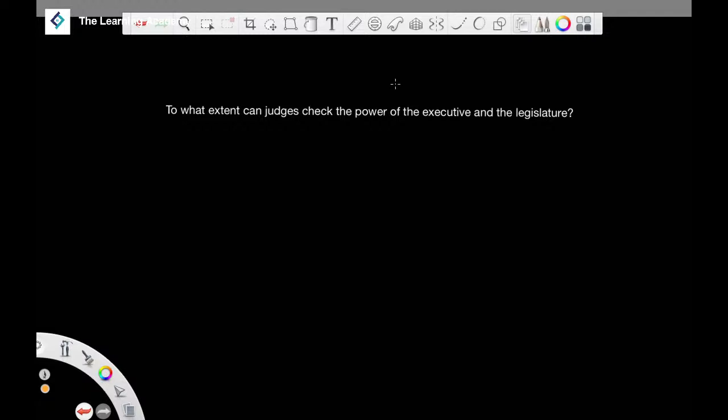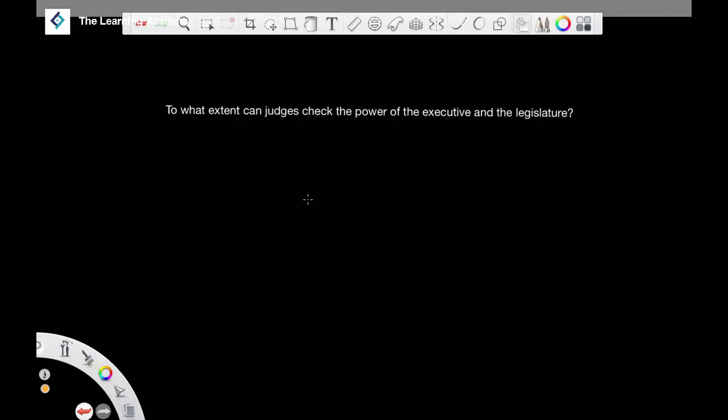in a lot more detail. The first one we're going to do is a judiciary related question, a Supreme Court, a court's separation of powers, a checks and balances kind of question as well. And this is: to what extent can judges check the power of the executive and the legislature? Like with every to what extent question, we're going to be looking at a balanced argument. We're trying to get a for and against going on.